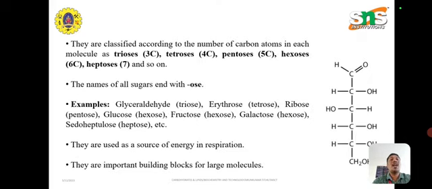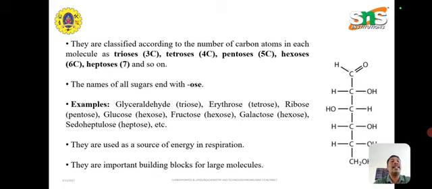They are classified according to the number of carbon atoms in each molecule as triose, that is 3 carbon, tetrose, 4 carbon, pentose, 5 carbon, hexose, 6 carbon, heptose, 7 carbon, and so on. The names of all sugars end with "ose". The "ose" indicates that it is a sugar. Example, glyceraldehyde, we can call it a triose. Tri means 3, so it has 3 carbons.